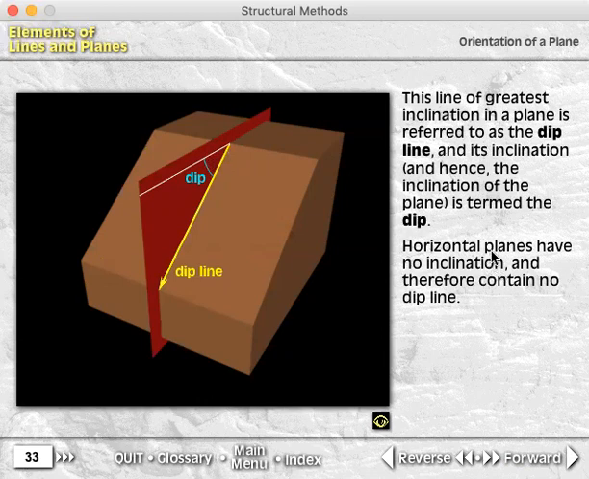As it states, horizontal planes, which would be if we just had a surface and a plane coming out there, have no inclination. Therefore, they can't have a dip. Or you can think of it as having a zero angle of dip.